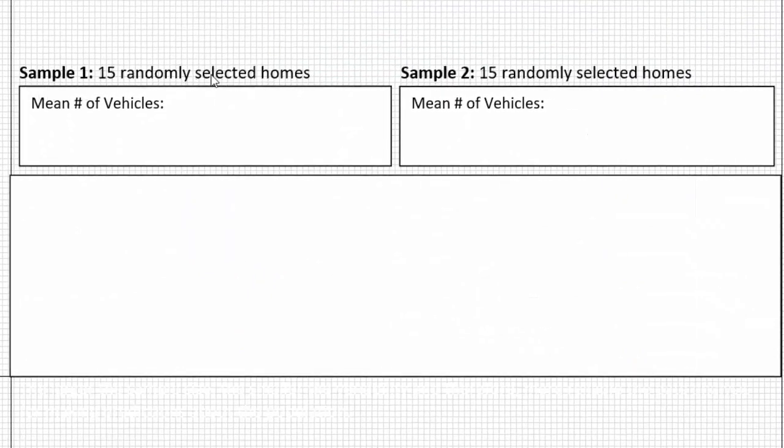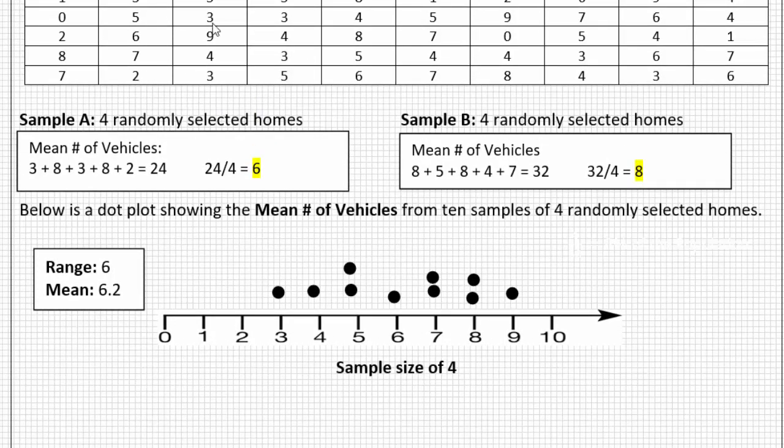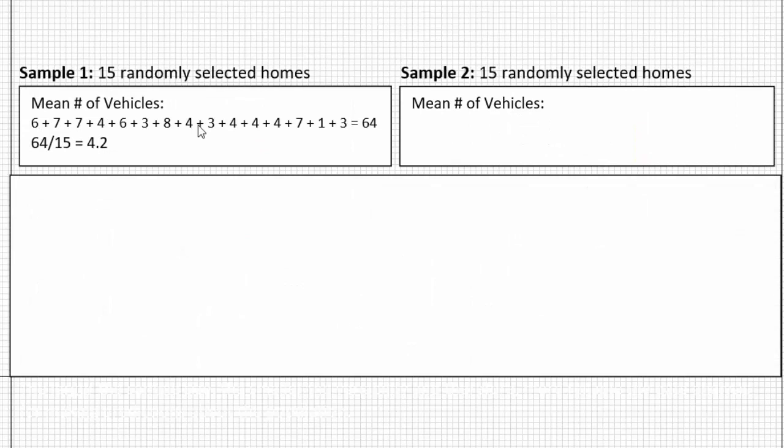Instead of using 4 randomly selected homes, I started over and I did 15 randomly selected homes from the same data set up here. So here are the numbers that represent the randomly generated 15 homes and how many vehicles they had for my first sample. And I added it all up to get a total of 64. Since I had 15 data points here, I took 64 and divided it by 15 and came up with the mean number of vehicles being 4.2.